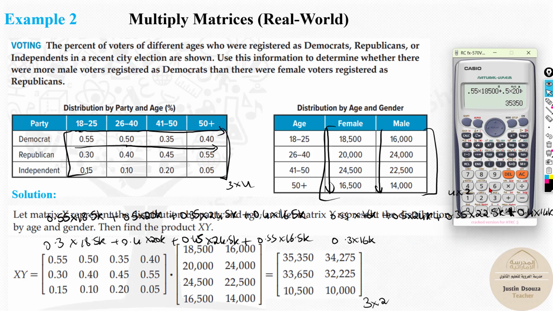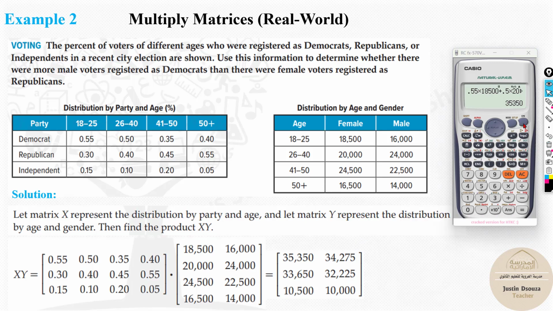Now when you solve the second part, you'll get 34,275. Same way you need to solve it for all. And I told you it's 3 cross 2. Yes, this is 3 cross 2. Now let's see, what does this data give us.